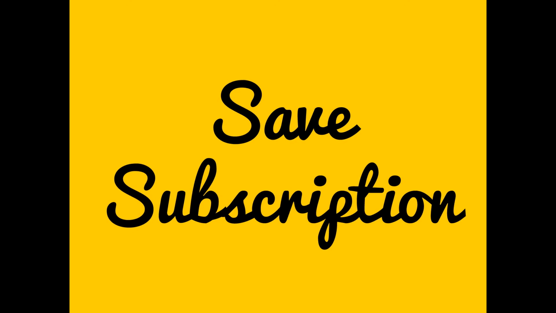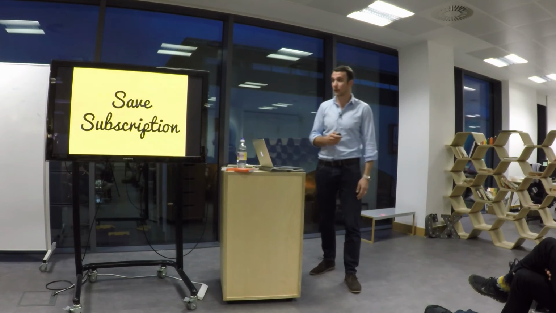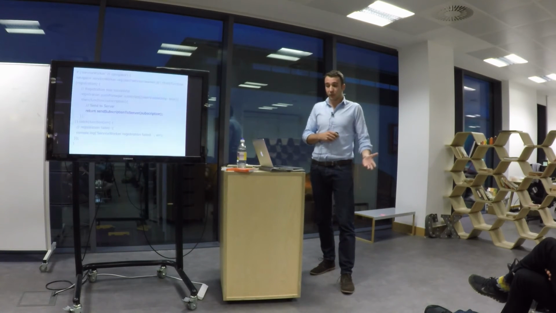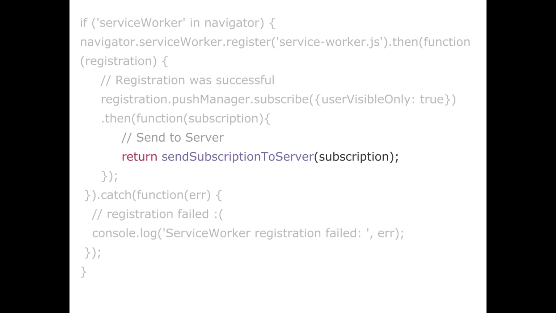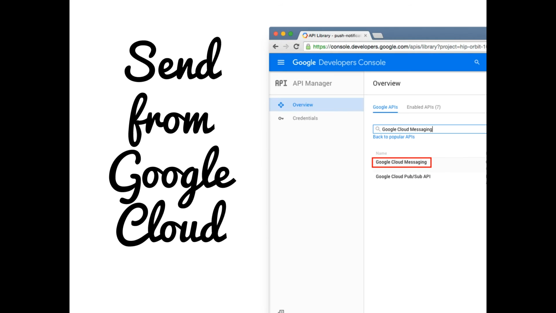Now, I know I'm going through this pretty quickly, but there are really in-depth tutorials and ways to go through this that you'll see. Once we've got that subscription ID, we can save it and send it to the server. I've called this sendSubscriptionToServer. That's a function, and that could be anything you wanted, really. It really just needs to post it to somewhere that you want to save this. And then once we're ready, we can send it from Google Cloud.